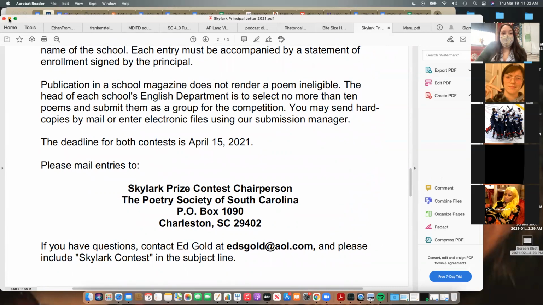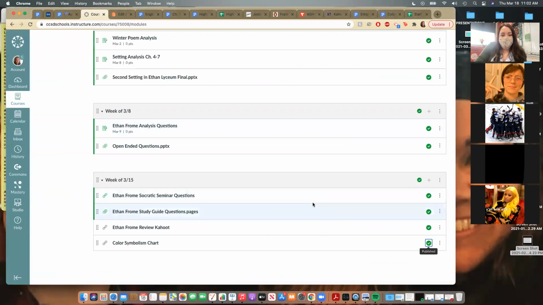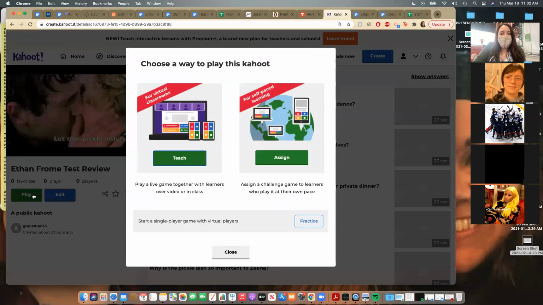We are going to do a Kahoot, which I already posted on Canvas. You'll notice I also reposted the color symbolism chart. I'm going to read out a thing or two, just verbally quiz y'all a little bit, and then we'll revisit the color symbolism chart because there's a little bit of material on the test about color symbolism. So let's go to Kahoot.